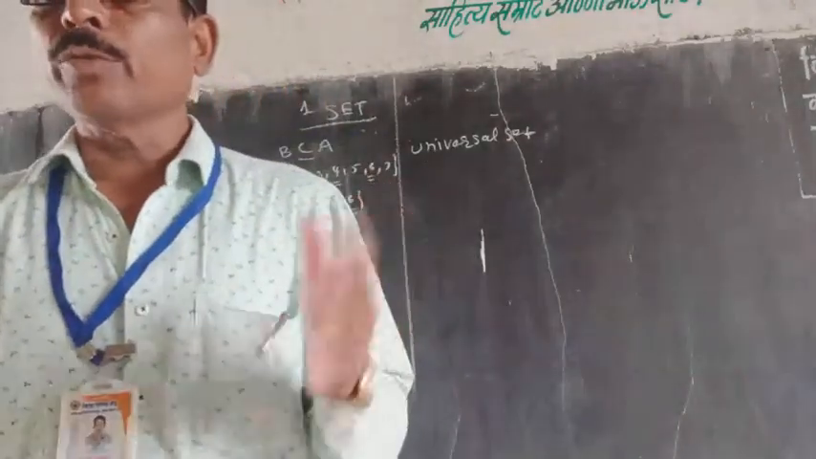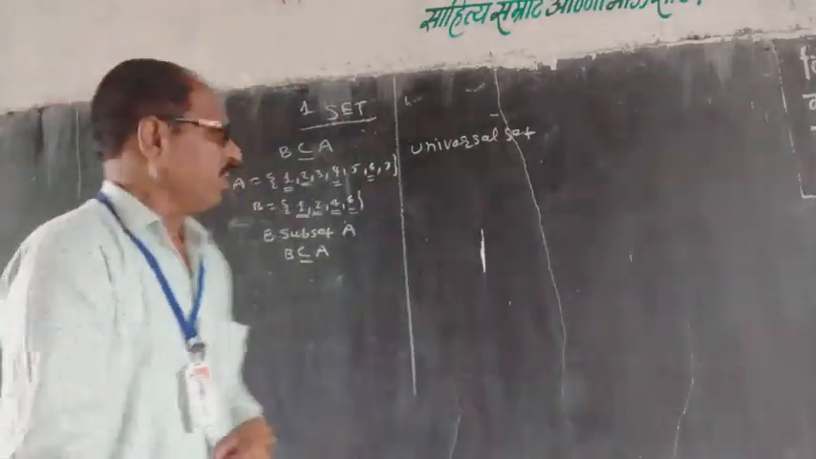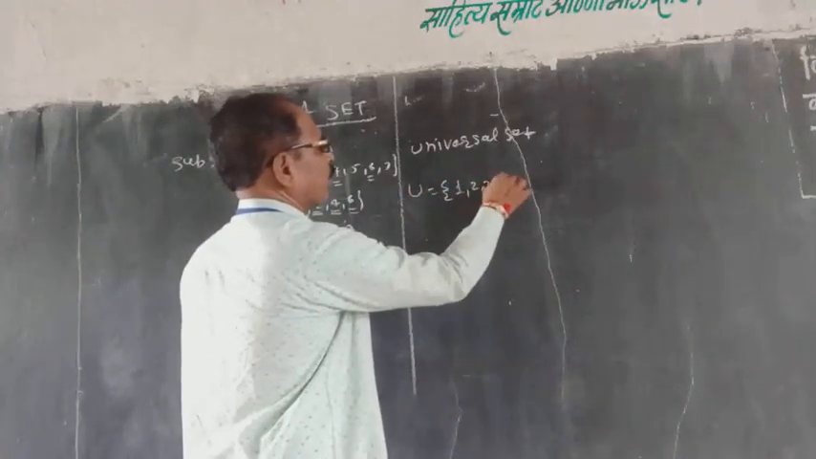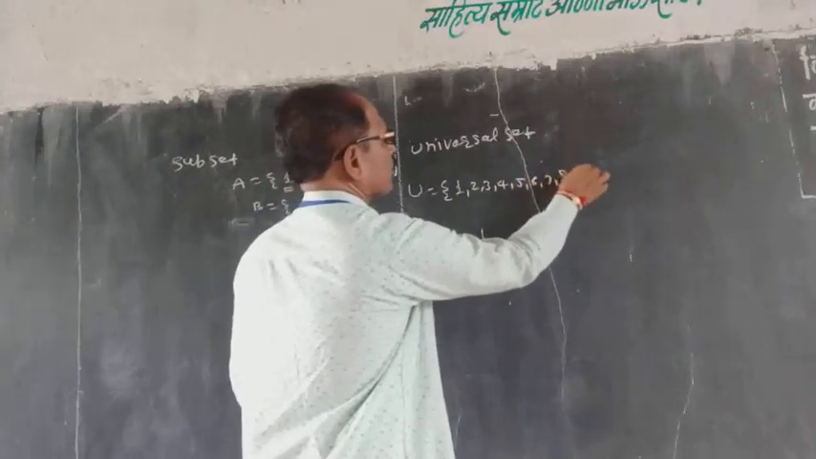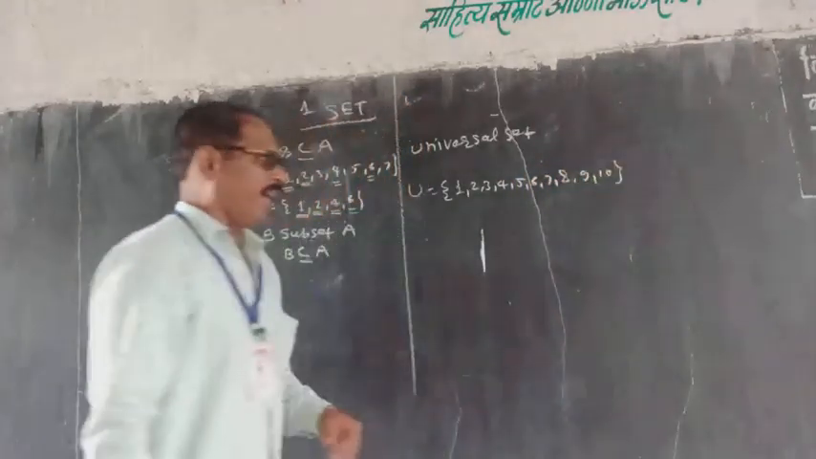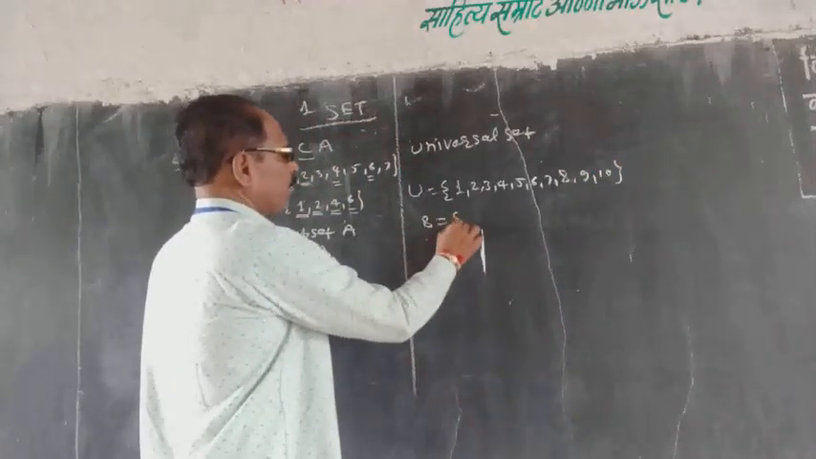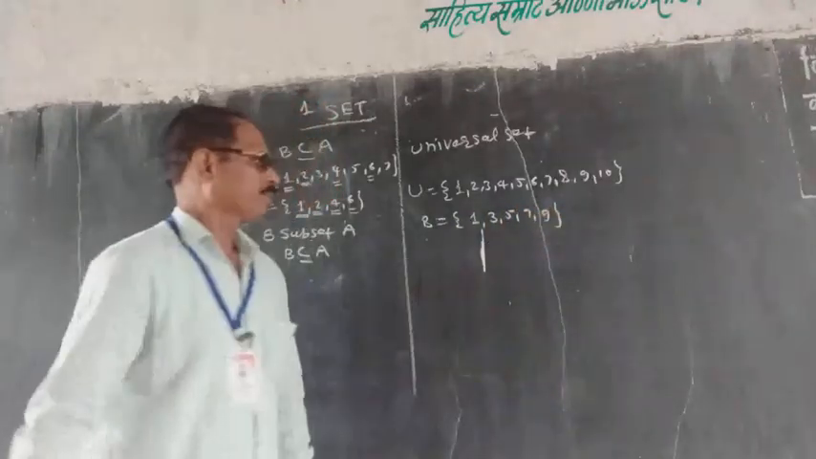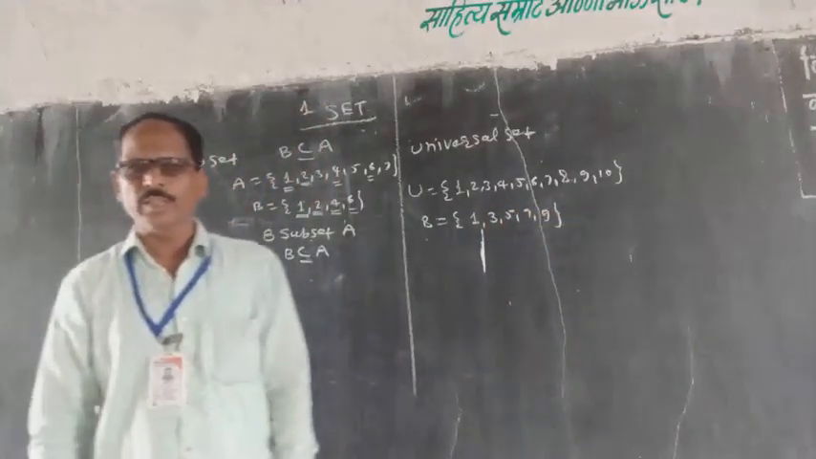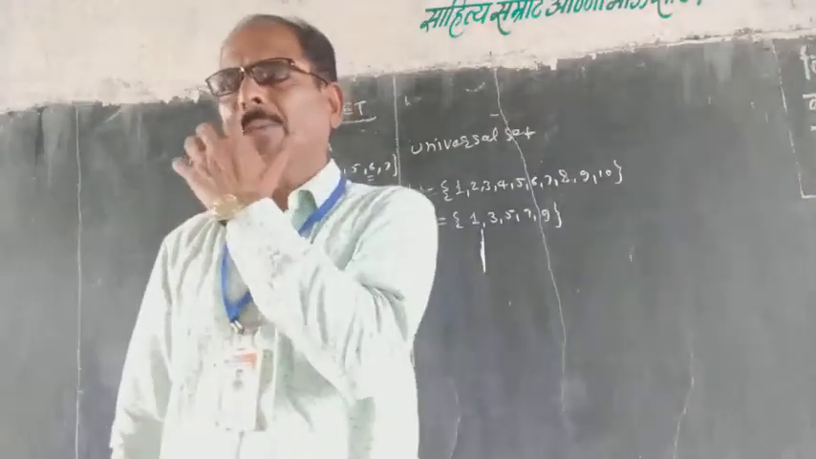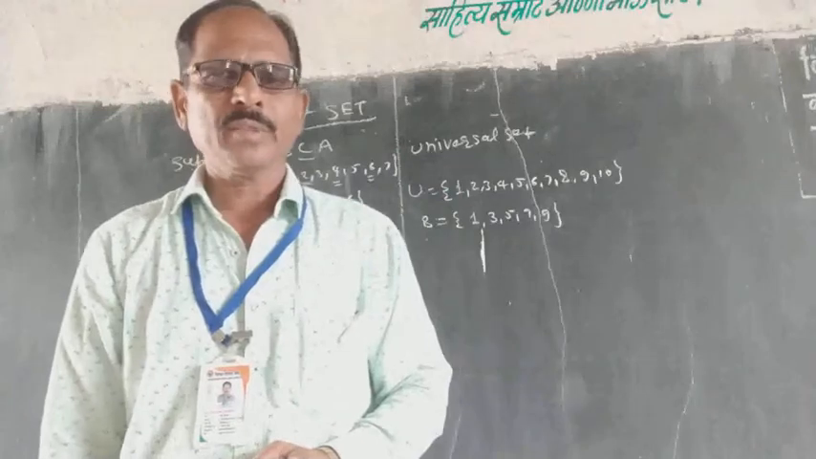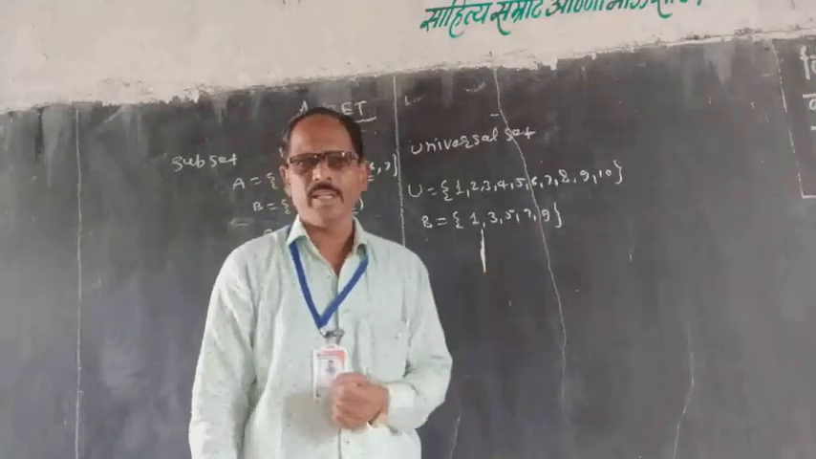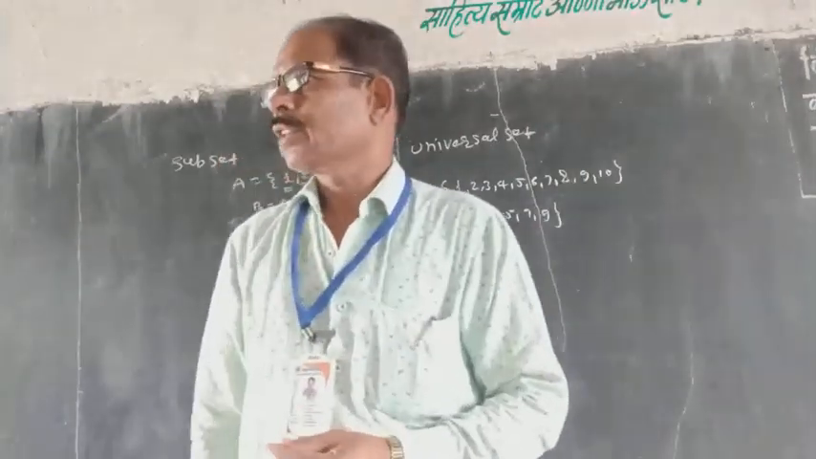For understanding, we can take an example. In universal set U, there are the natural numbers 1 to 10. And in set B, there are only odd numbers: 1, 3, 5, 7, 9. In the universal set, there are 1 to 10 natural numbers, and in set B, 1, 3, 5, 7, 9 are odd numbers.